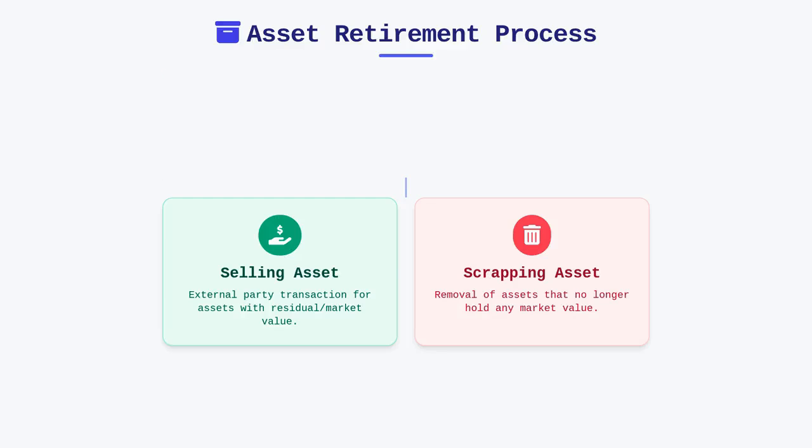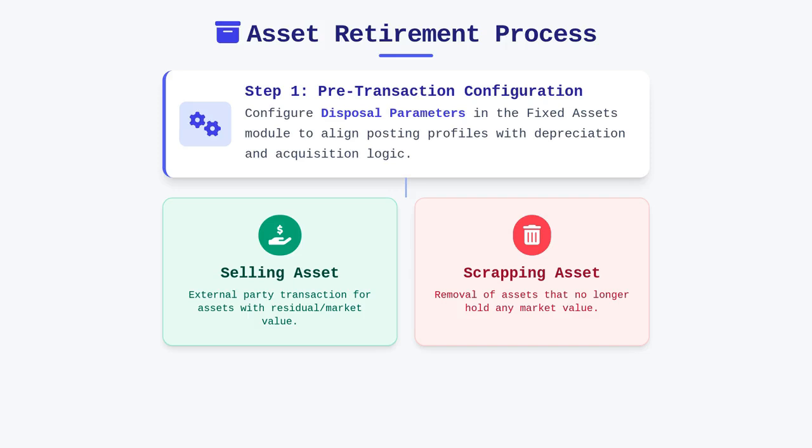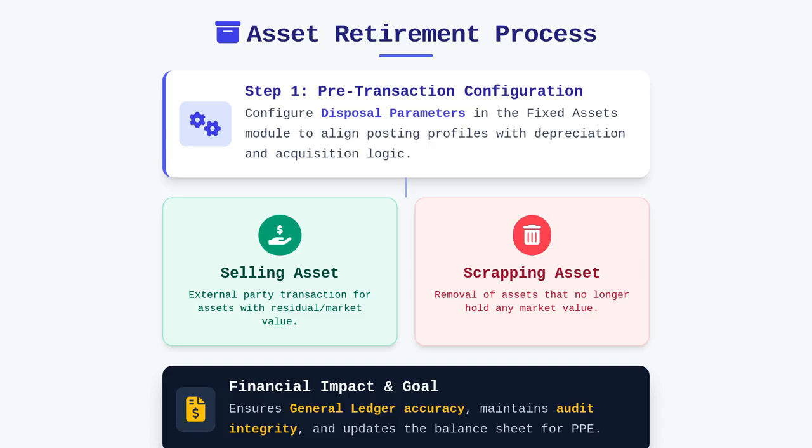Before any transaction occurs, you must configure the disposal parameters within the Fixed Assets module. These parameters dictate which ledger accounts are impacted by the disposal and ensure that the posting profiles align with your organization's depreciation and acquisition logic. Understanding these mechanics is essential for maintaining audit integrity and ensures that the financial statements represent the current state of your property, plant, and equipment.